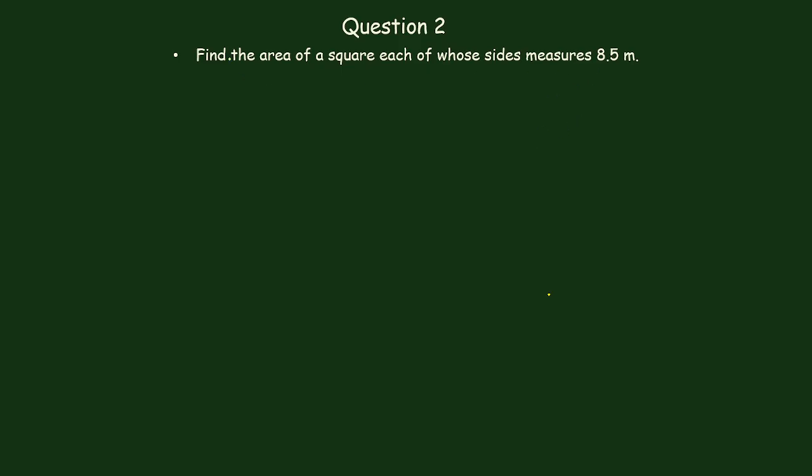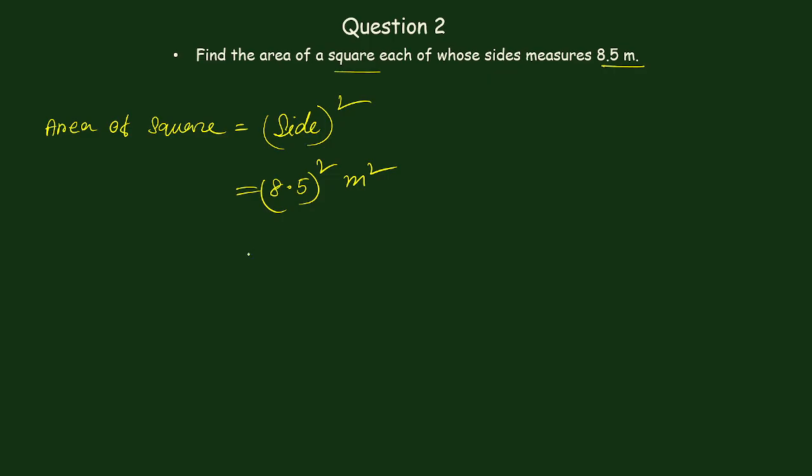Okay, next. Find the area of a square, each of whose sides measured as 8.5 meter. So area of square, easy formula. Area of square, that is side square, that means 8.5 meter square. So 8.5 square means 8.5 into 8.5 and meter square. Do the calculation. I'm not going to solve this question. It's very basic.